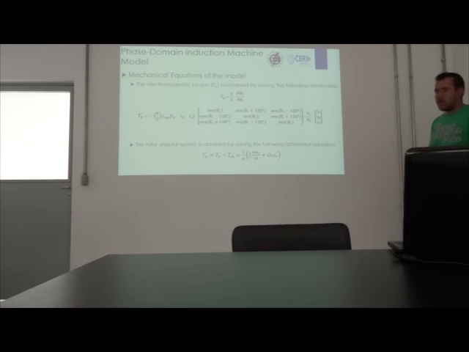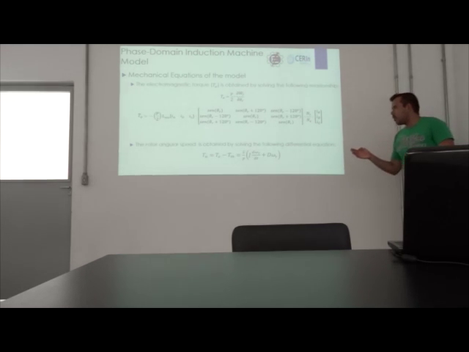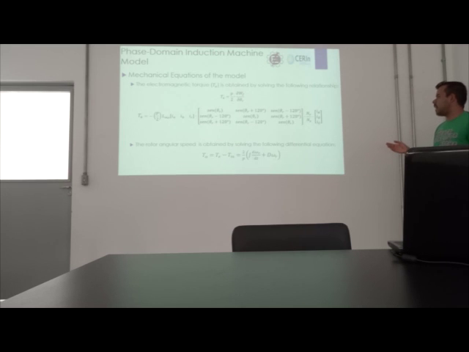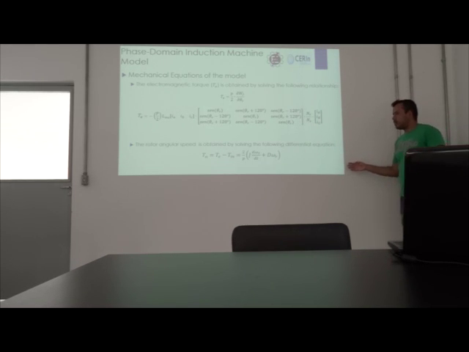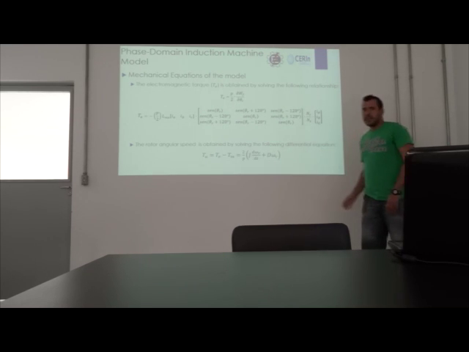Okay? So, the rotor angular speed is obtained by solving the following differential equation. Acceleration torque is equal to electromagnetic torque, Te, minus mechanical torque, Tm, that is equal to 2 over P times J, d omega r over dt, plus 2 over P times D times omega r. In this expression, J represents the inertia of the machine and D represents the damping coefficient.